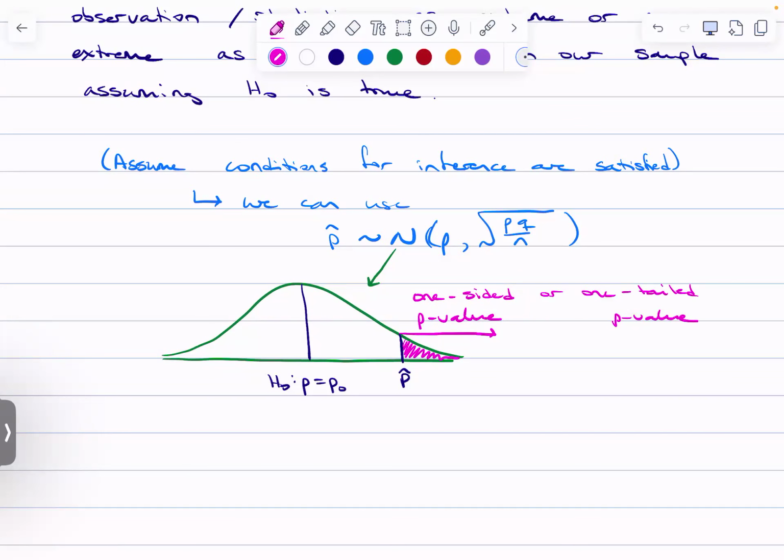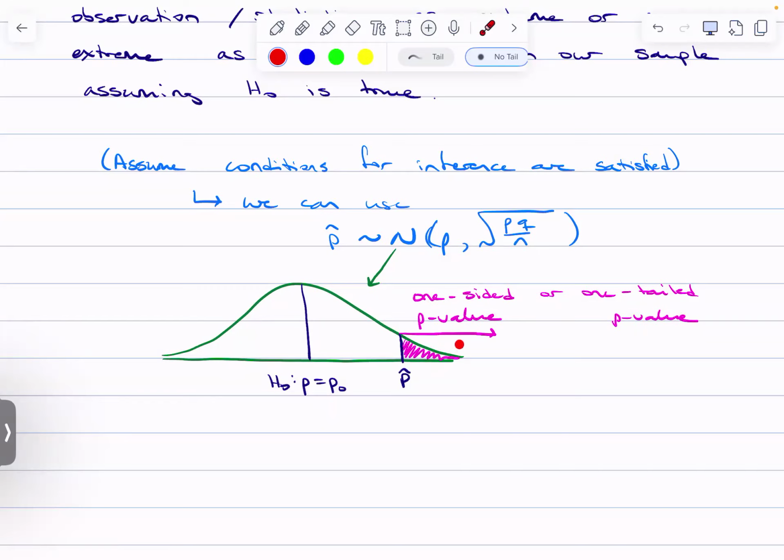But for now, let's just focus on the p-value itself. So it's going to be the probability of something as extreme or more extreme, which puts you all the way into the tail. And we know how to find these areas. We can calculate a z, then we'll be able to find this area, assuming that p is equal to p naught.